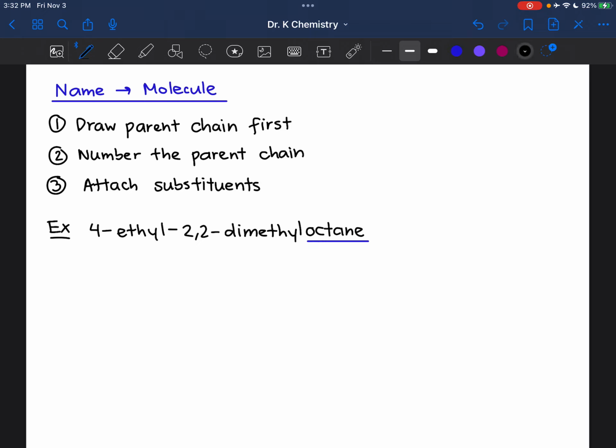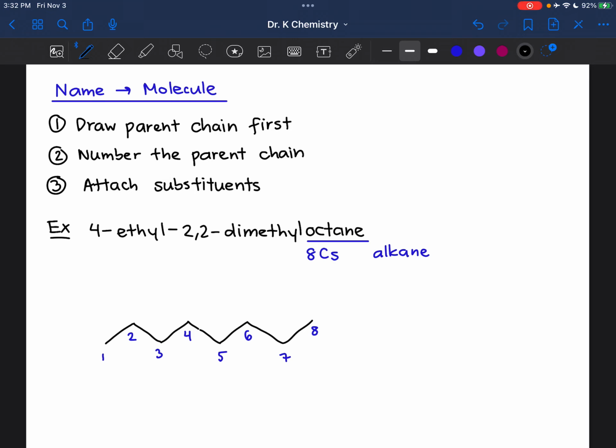This is saying octane. Ane is telling me that it's an alkane, which means that these are all single bonds. And oct is telling me that there are 8 carbons in that molecule. So I'm going to start by drawing an alkane with 8 carbons. All right. And then I'm going to number the parent chain. And here it doesn't matter which direction you go in because you don't have any substituents on there yet. You are going to decide where you're going to put those substituents. So I numbered left to right. Why not? You could have gone in the other direction as well.